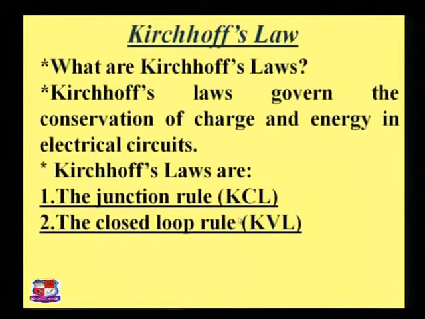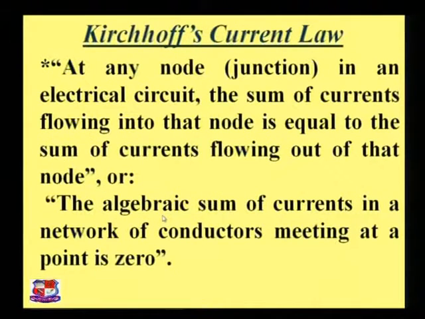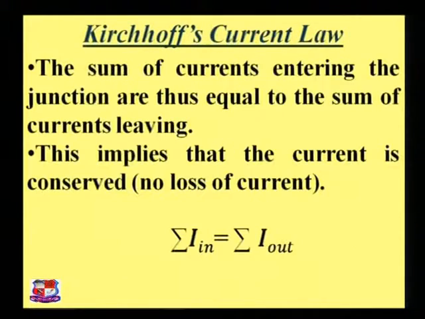Now let's go through the junction rule, or the first law. What exactly does Kirchhoff's current law, or first law, or the junction rule, say? At any node or junction in an electrical circuit, the sum of currents flowing into that node is equal to the sum of currents flowing out of that node. Or ultimately we can say that the algebraic sum of the currents in a network of conductors meeting at a node point is 0. See the equation, sigma I in, that means the input currents are always equal to the output currents with respect to any node.